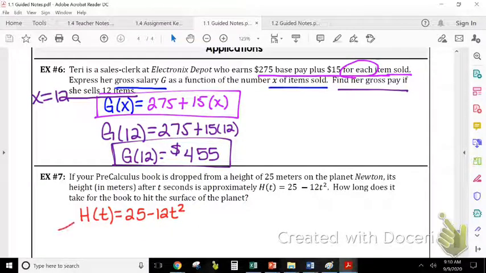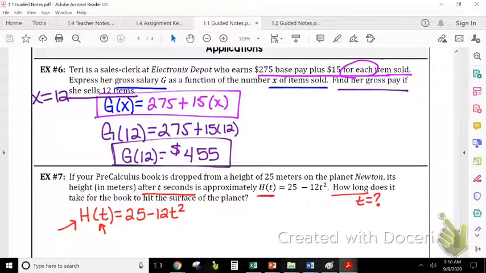So, what does the h represent? Well, it says its height after t seconds is approximately this. So h is going to be our height, and we got to know what t is. Well, it said after t seconds, so t must be time in seconds, okay? So it says how long, that tells me we're looking for t, does it take for the book to hit the surface of the planet?